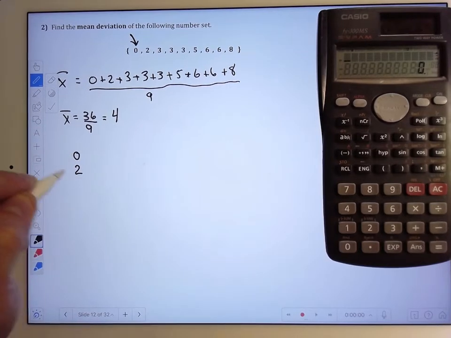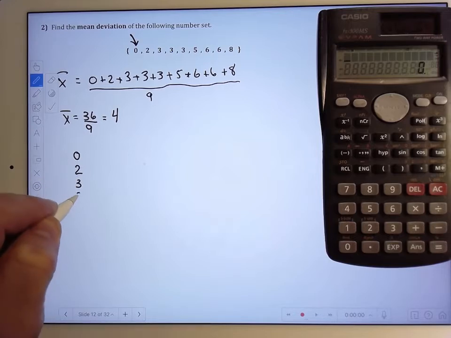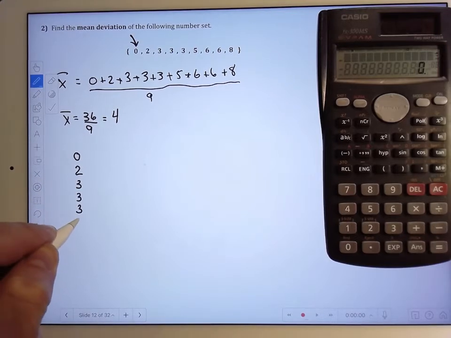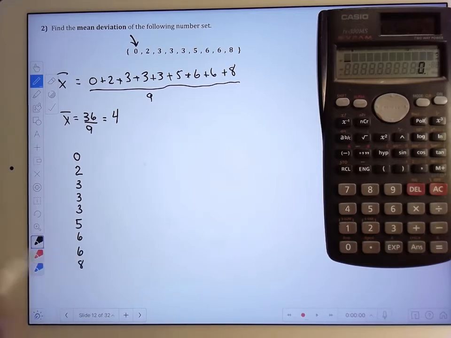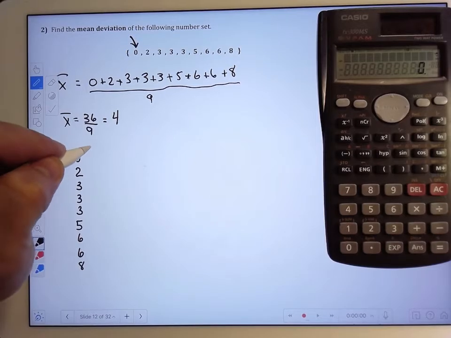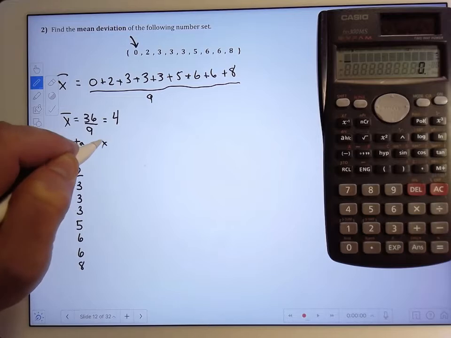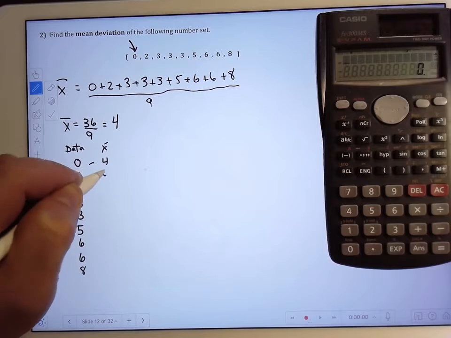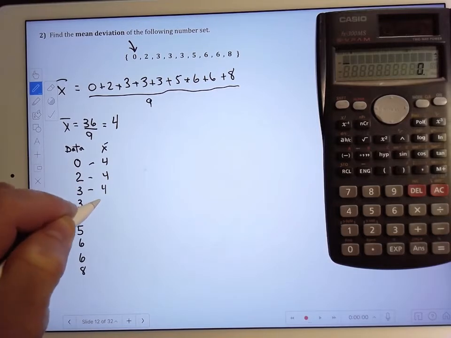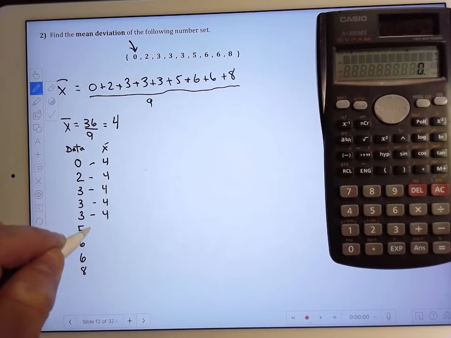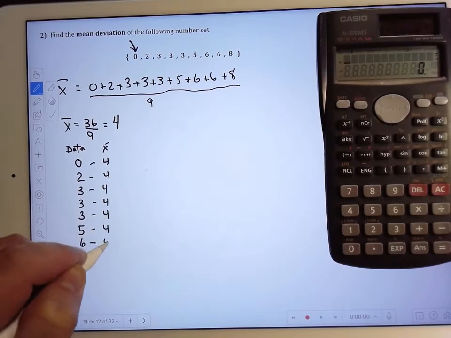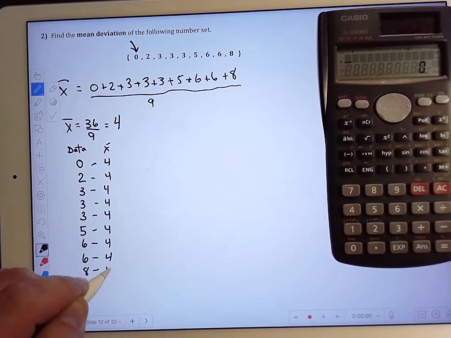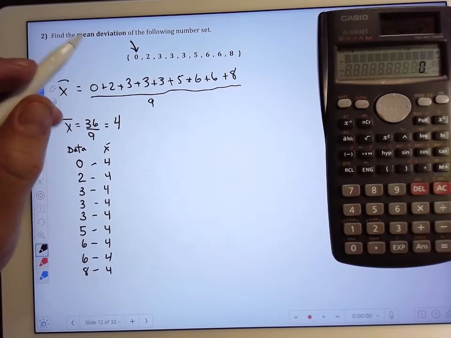0, 2, 3, 3, 3, 5, 6, 6, and 8. And so that's your data point right there. And we know our average. Our average is 4. And we're going to have to go ahead and get the difference between each one of those data points and that mean or average.